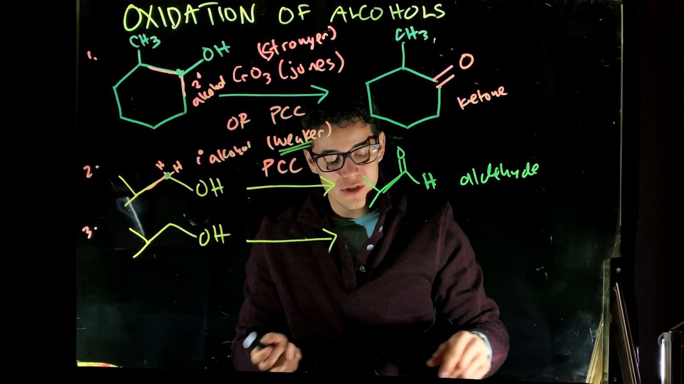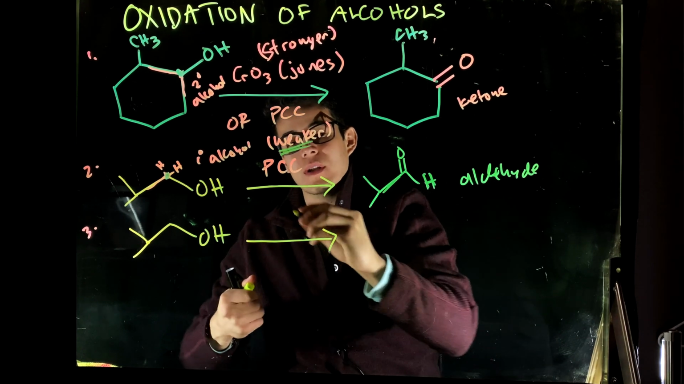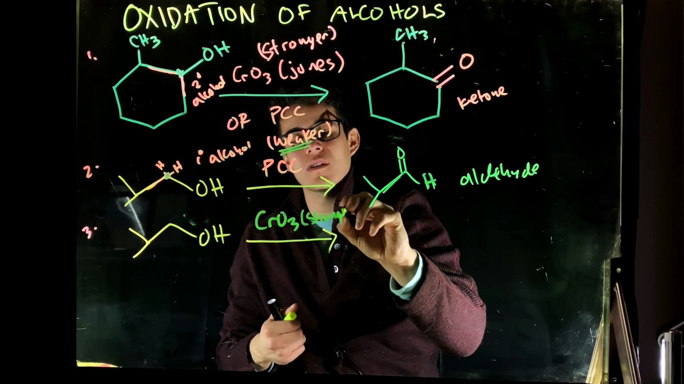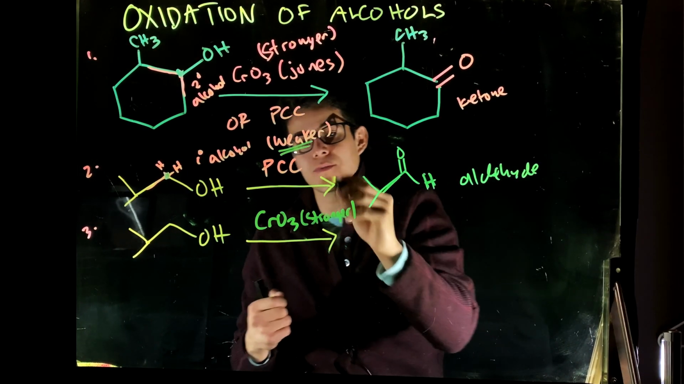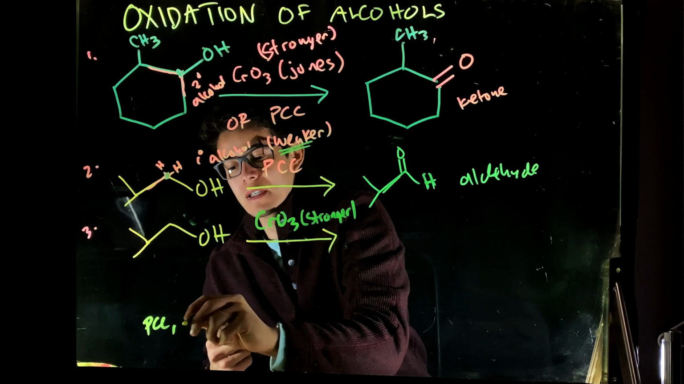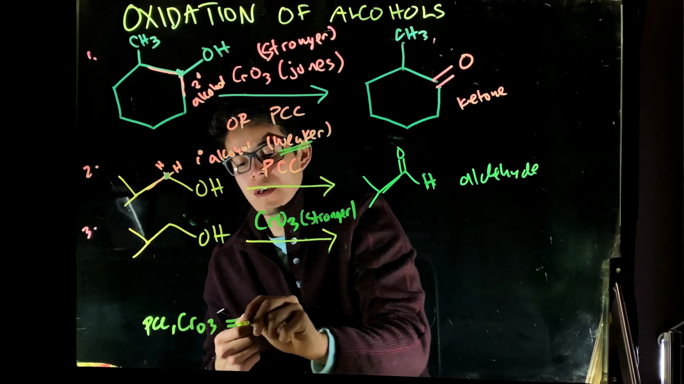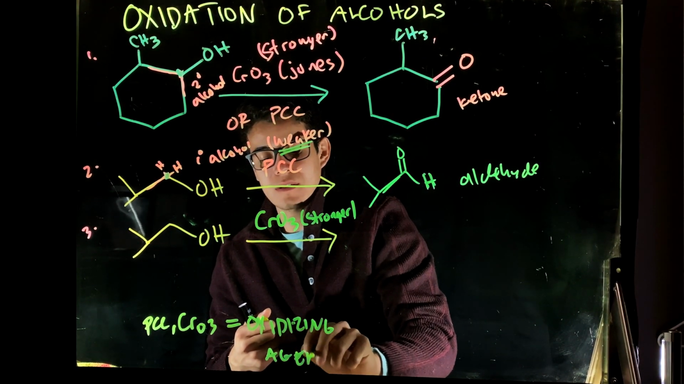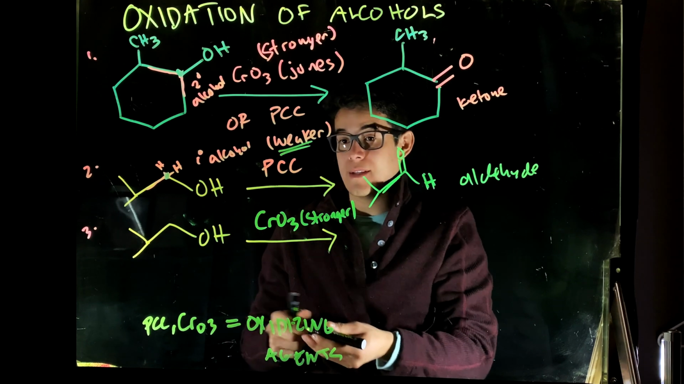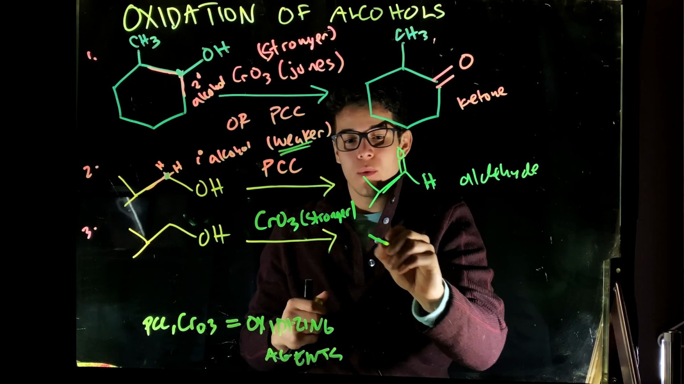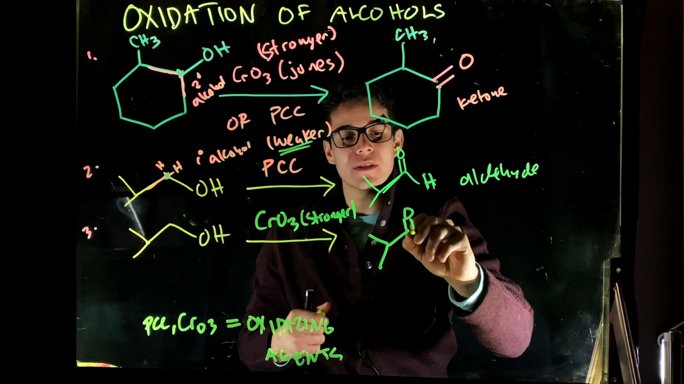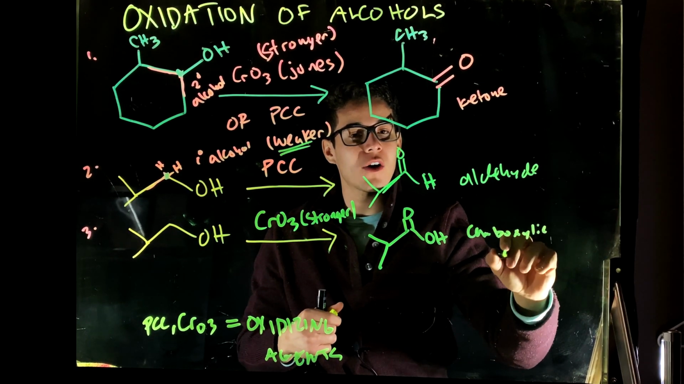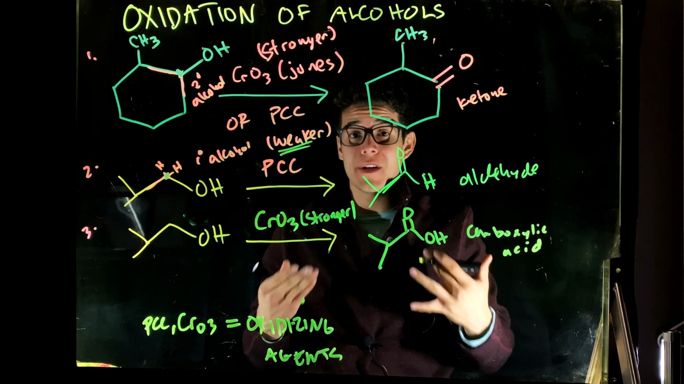So what happens if we used a stronger oxidizing agent? What if we did CrO3? Remember, this is a stronger oxidizing agent. I'll just put down here that PCC and CrO3 are oxidizing agents, which means they're oxidizing something. So let's see what we get. We're going to get something that looks like this. This is known as a carboxylic acid.